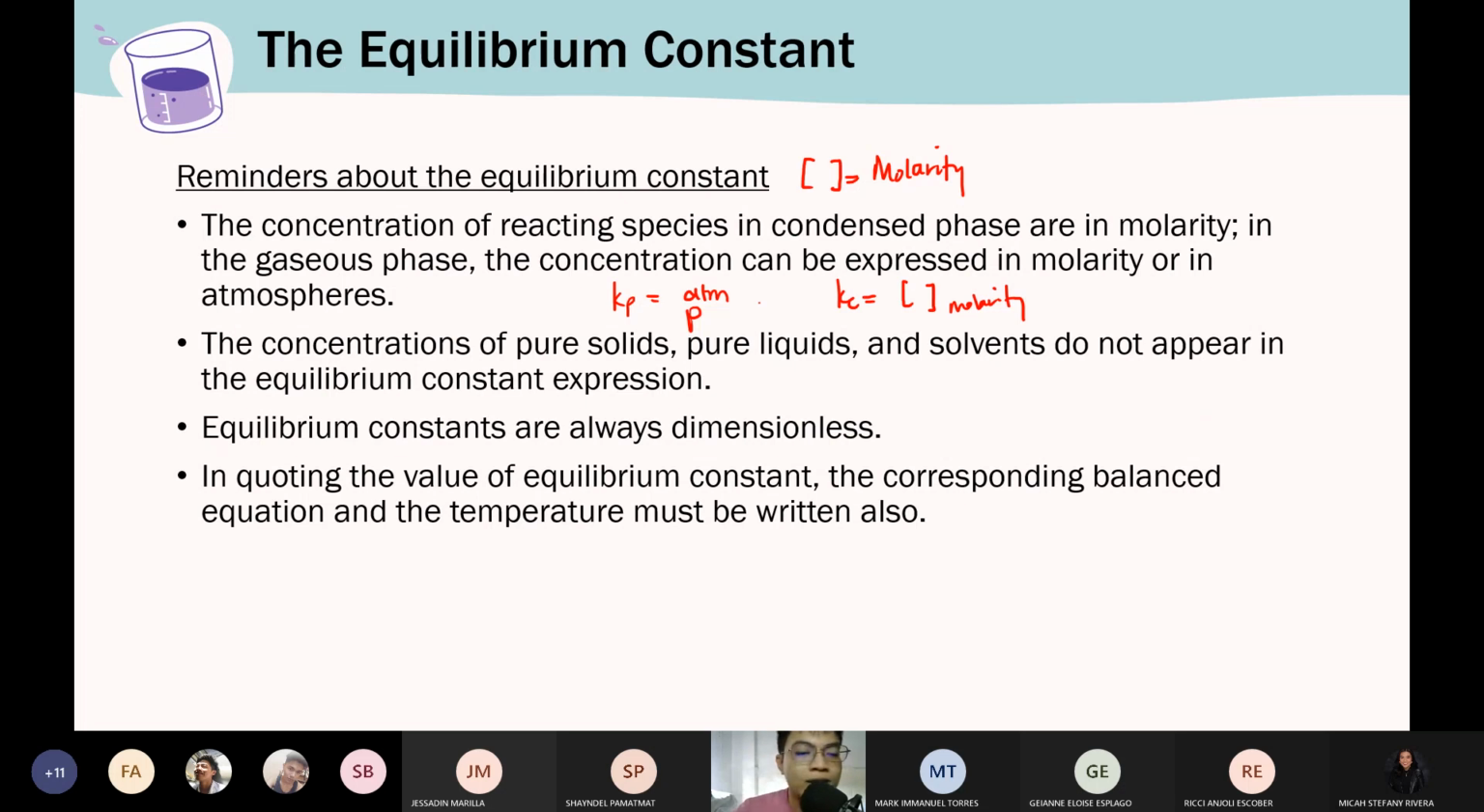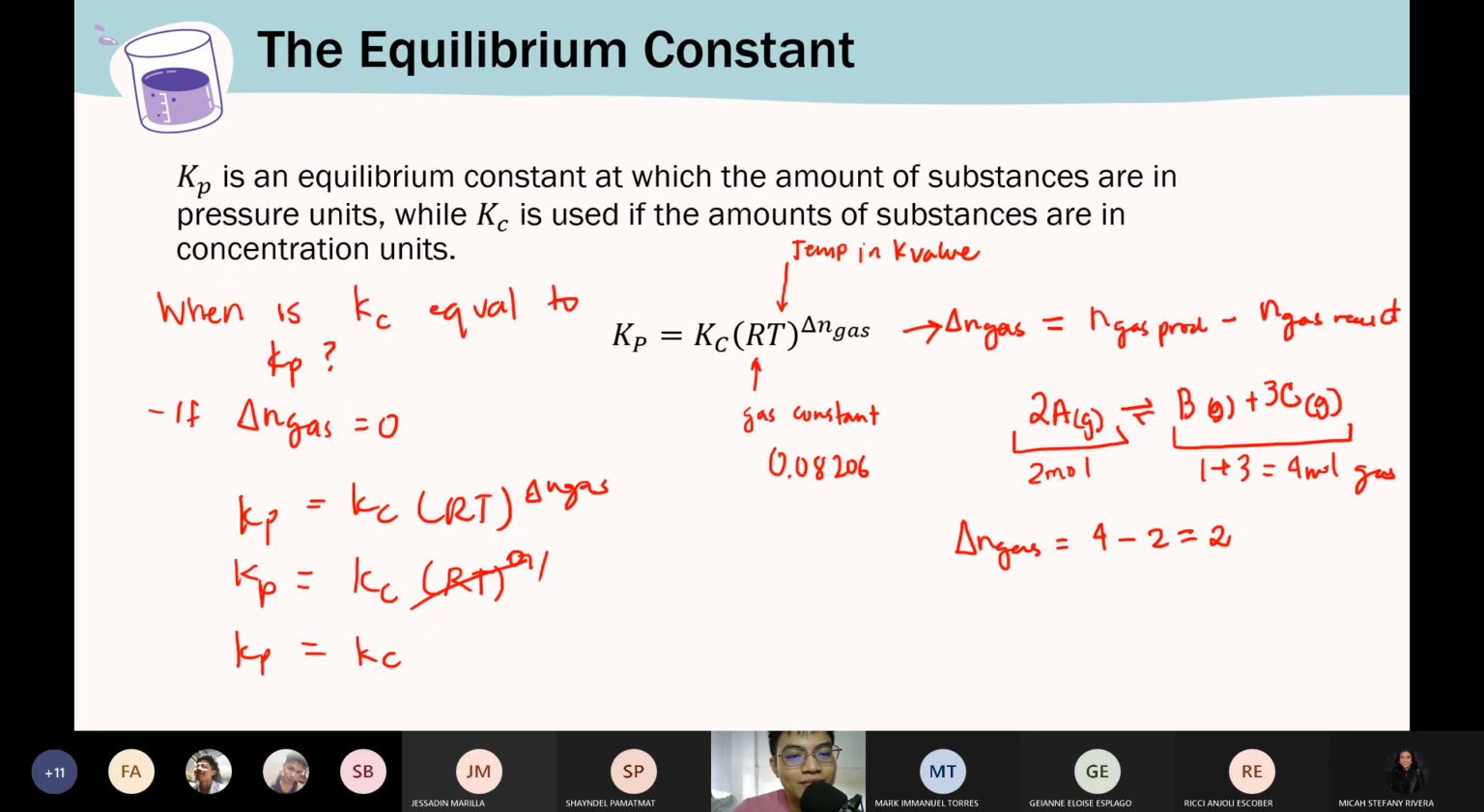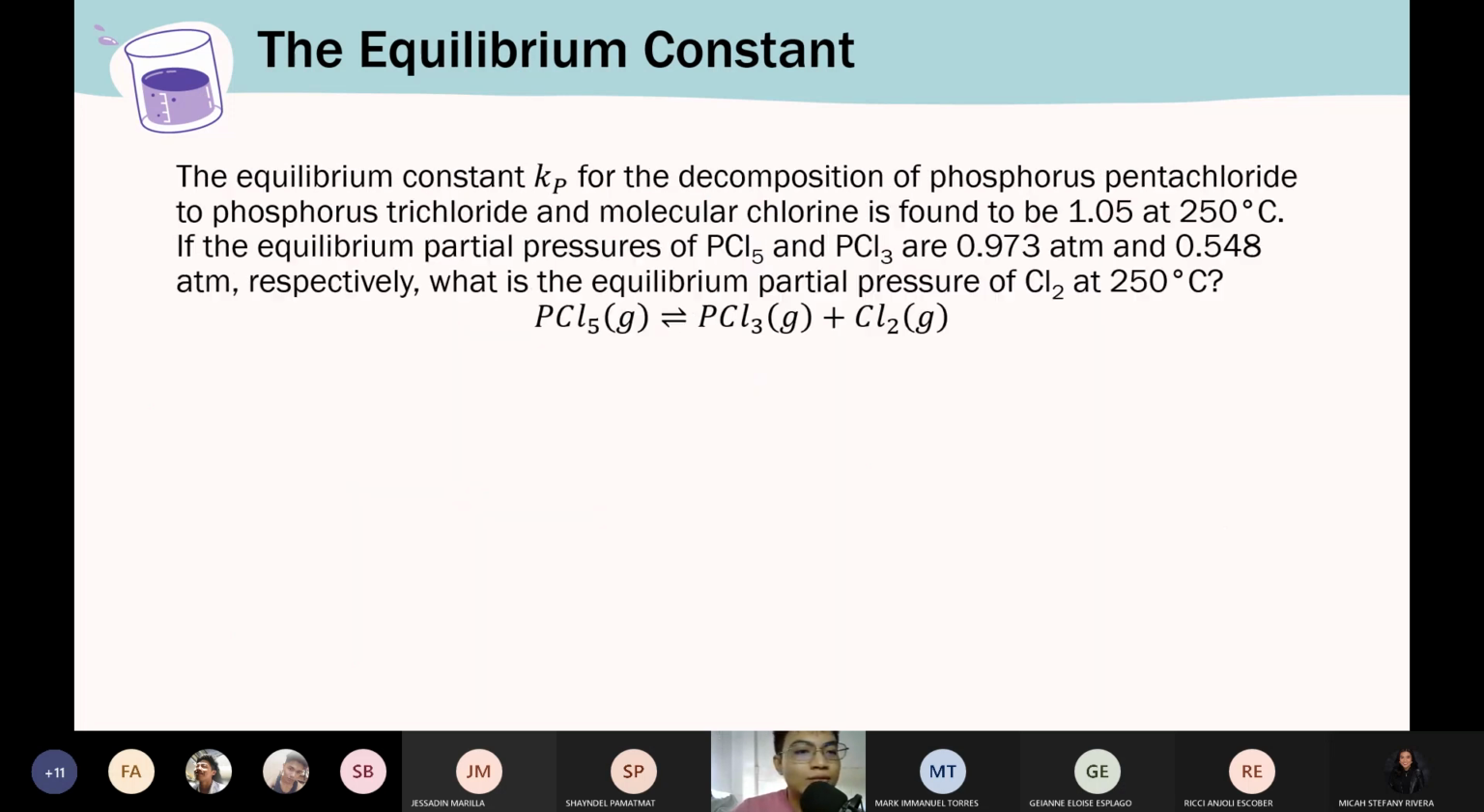Equilibrium constants are always dimensionless, because it's difficult to cancel out the units. So we ourselves are the ones who removed the units. Okay? So that's all. And if you want to get Kp from Kc, you have to use the equation here.